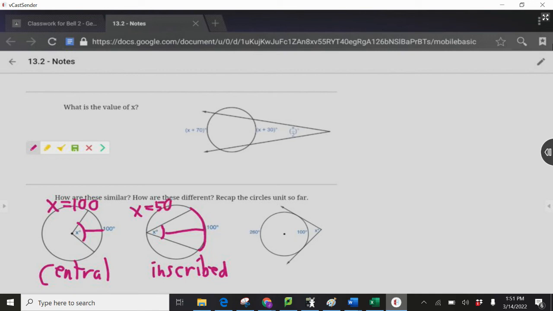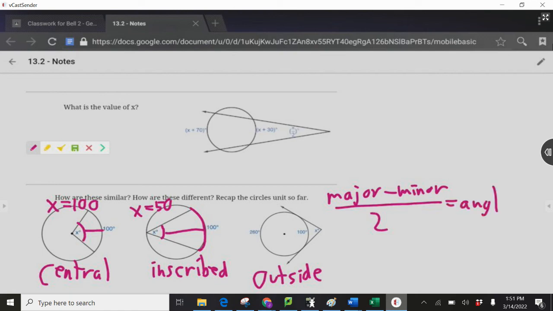And finally, for today, I should say, there's one more case. We have angles outside the circle. Major minus minor divided by 2 equals our angle. So in this case, 260 minus 100 divided by 2 equals our angle. That's 160 divided by 2, which is 80 for our angle. So we've got our three basic concepts here that we're dealing with.